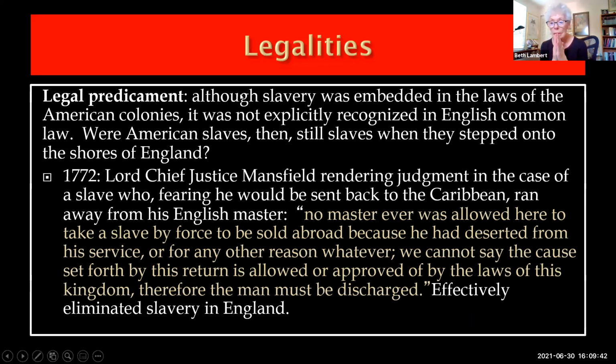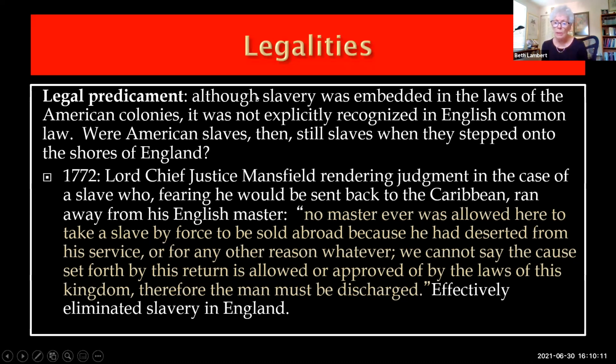By 1772, slavery in England was effectively eliminated. There was the Mansfield Declaration, and there is a film, if you want to see it in film. The title of the film is Belle.